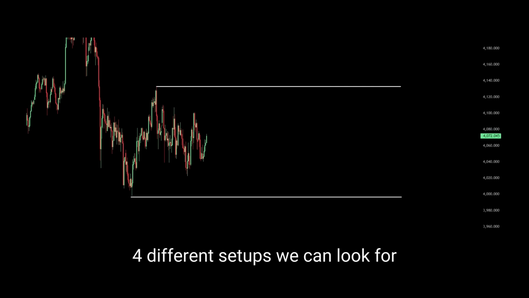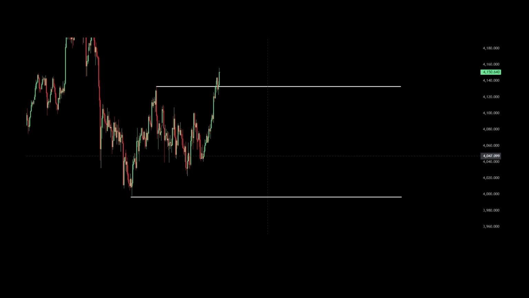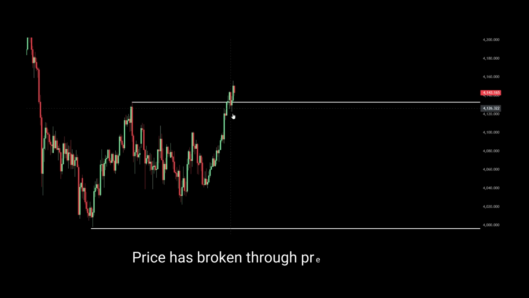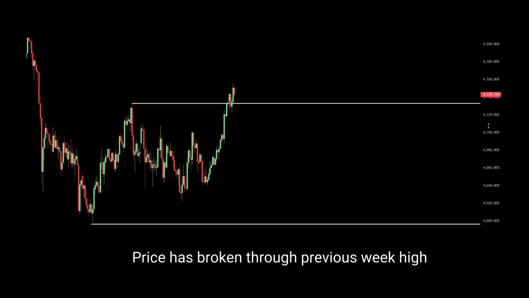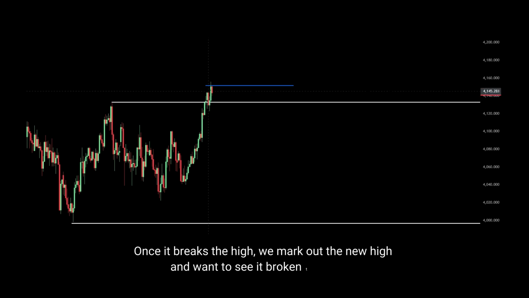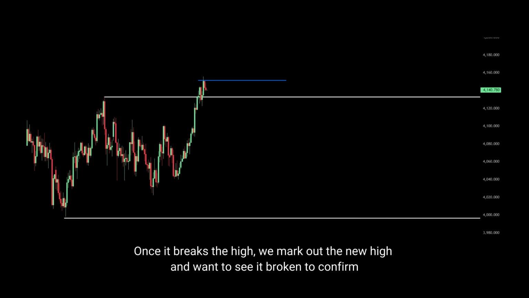So let us observe what price is going to do. So as you can see now, price has broken through the high of the previous week. It's broken through and it's showing a lot of strength. So what we can do now is we want to see these highs being broken. So whenever price breaks a previous week high, we want to mark out the high that was created.